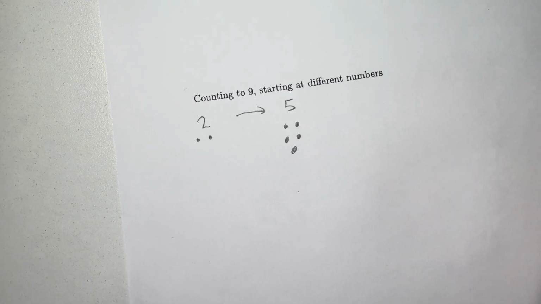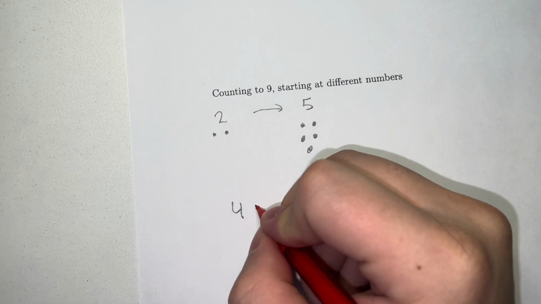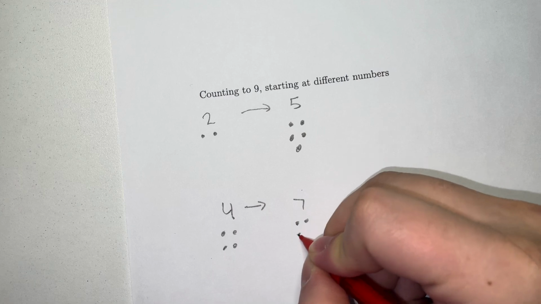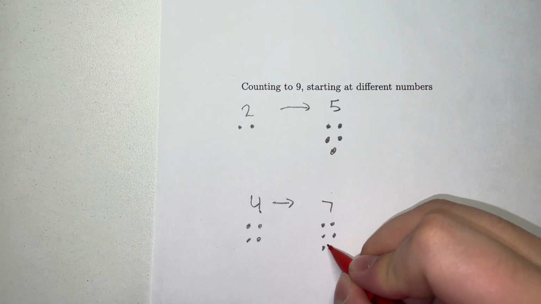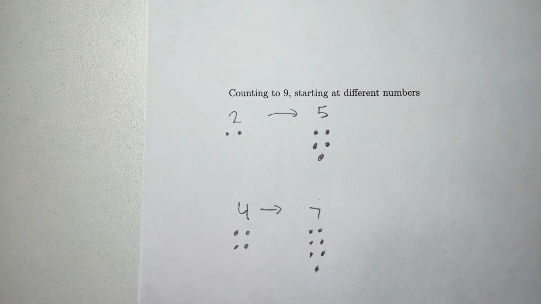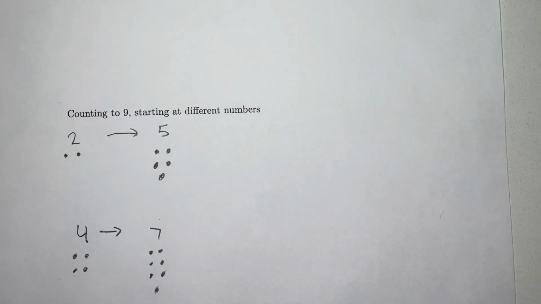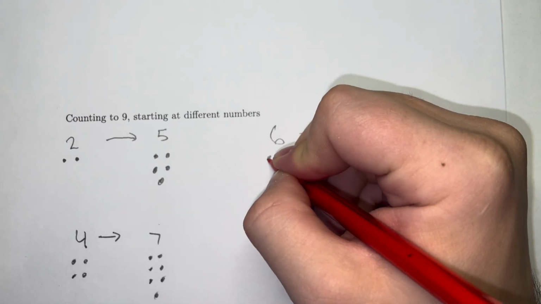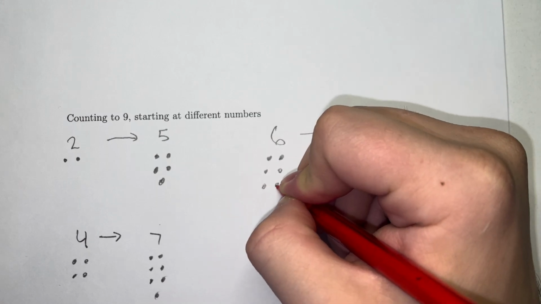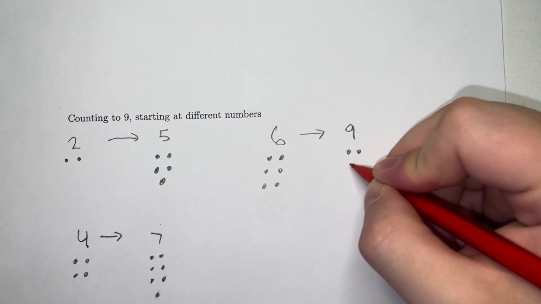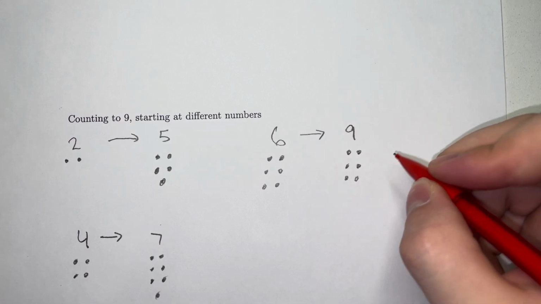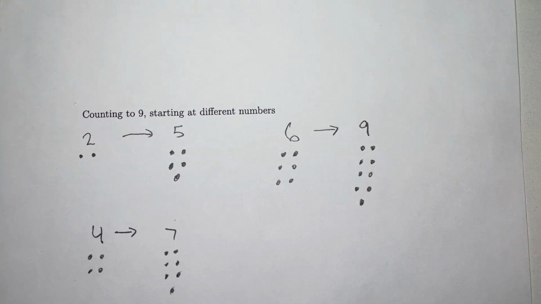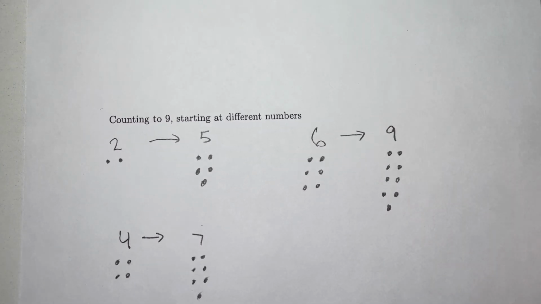Now let's do another one. For example, 4 to 7. So we start with 4, and then we go 5, 6, 7. Let's do another example here. So for instance, let's go from 6 to 9. Okay, so we're going to start with 6, and then we're going to count 6, 7, 8, 9. And we can keep doing this. Let's do one more and then we'll be done.